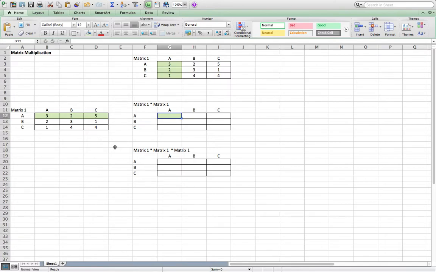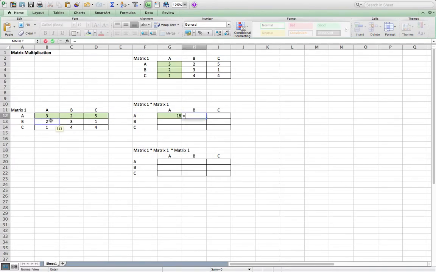If I was to write out this formula, it would be equals this cell times the first row in the column plus the second, let me put in parentheses just to make it clearer, the second multiplied by the second row plus the third column in the first row multiplied by the third row in the first column, and I get the value 18.